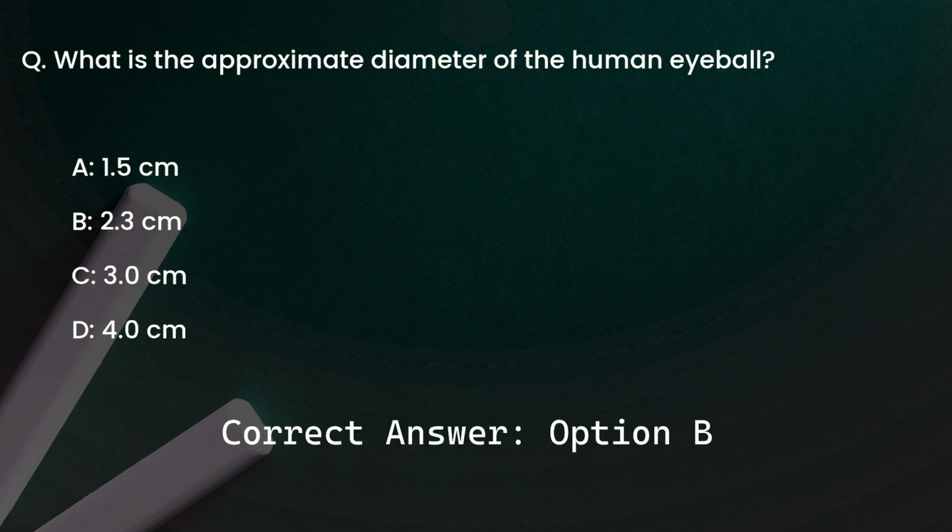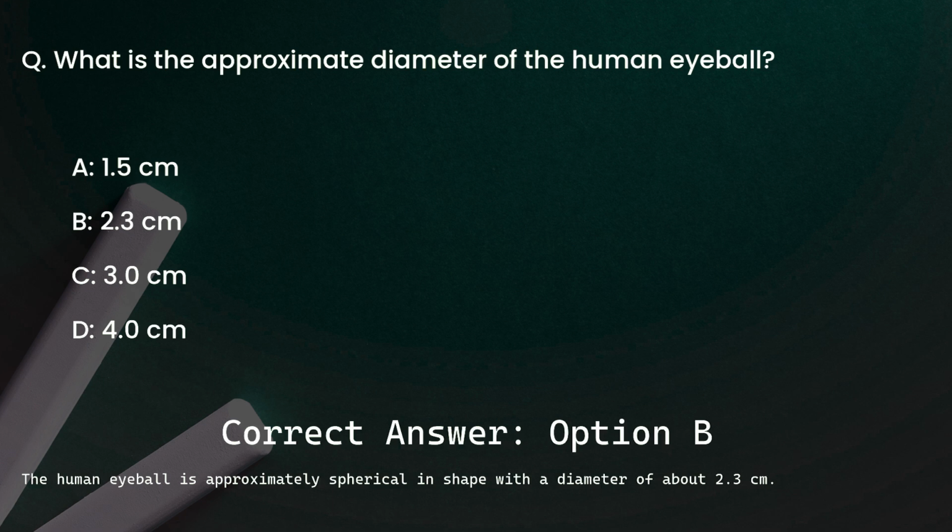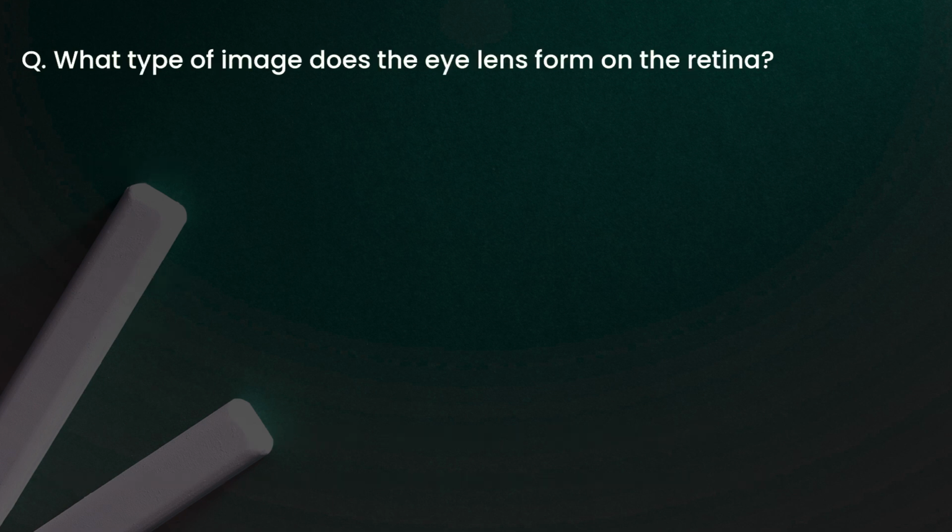The correct answer is option B, which is 2.3 cm. The human eyeball is approximately spherical in shape with a diameter of about 2.3 cm. Question: what type of image does the eye lens form on the retina?